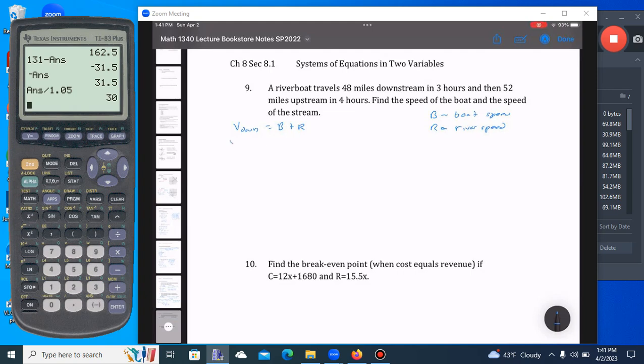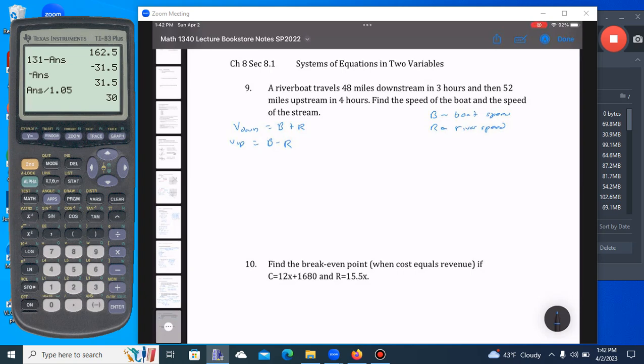Okay. Going upstream, the river speed acts against it, and so it's the boat speed minus the river speed. Okay. Think about it, if the river speed is less than the boat speed, the boat still makes it up the stream, just lower velocity. If the river speed is higher than the boat speed, which would happen if you turn off the engine of the boat, then the river would take the boat back down the stream.